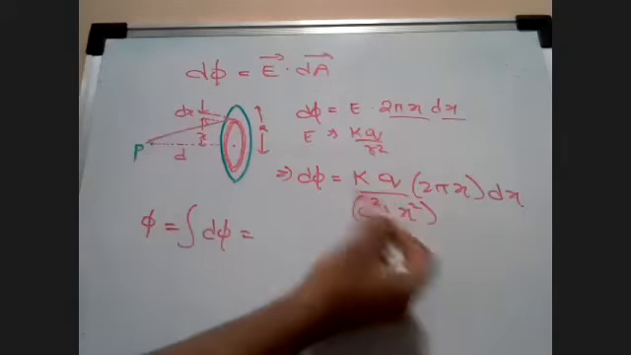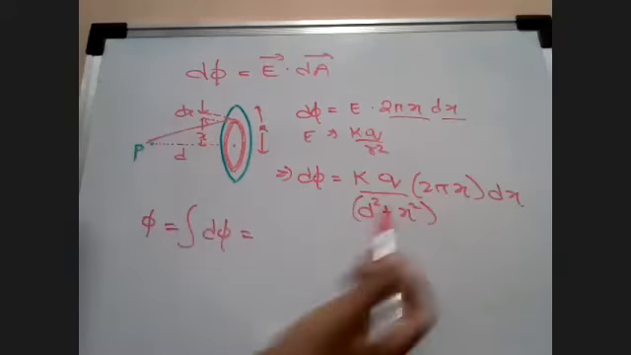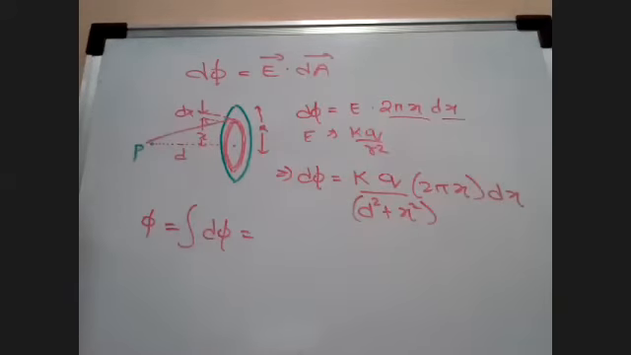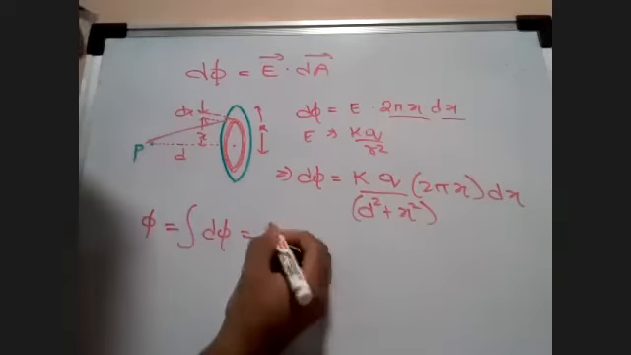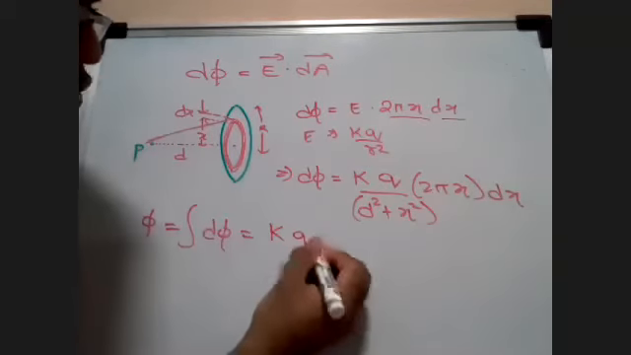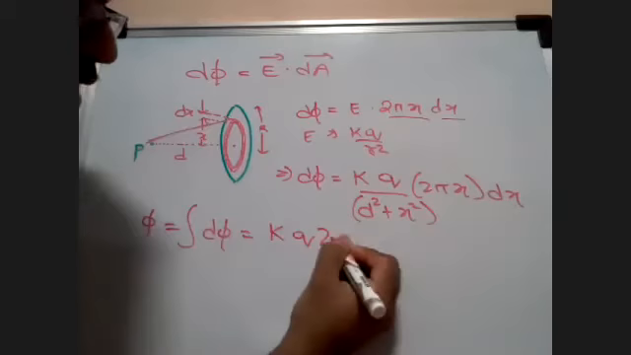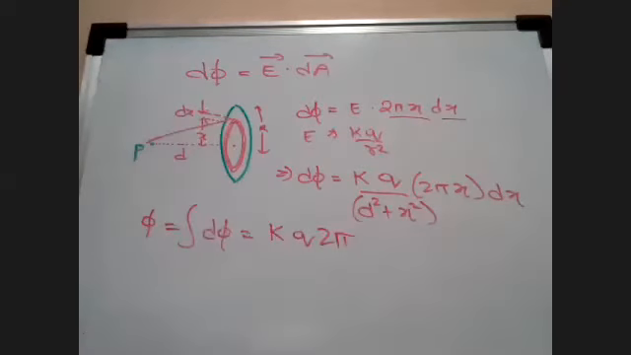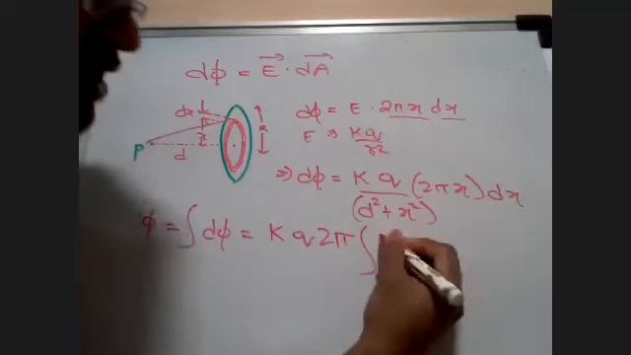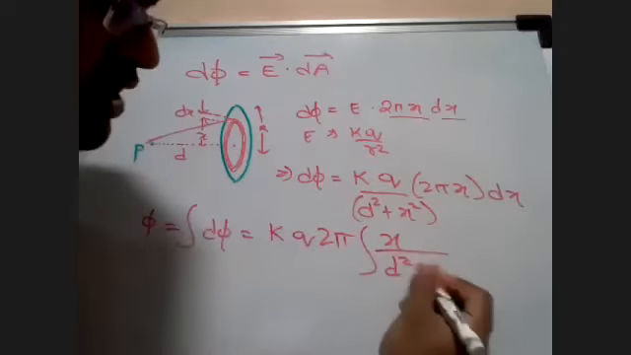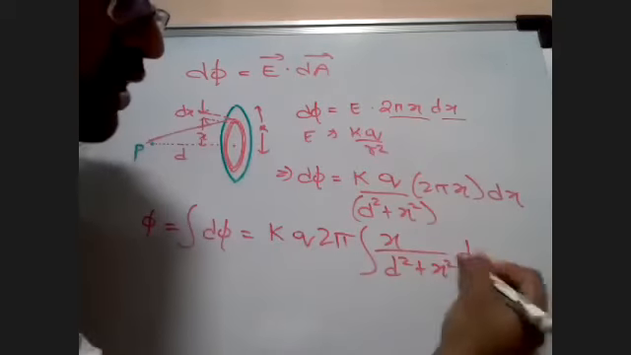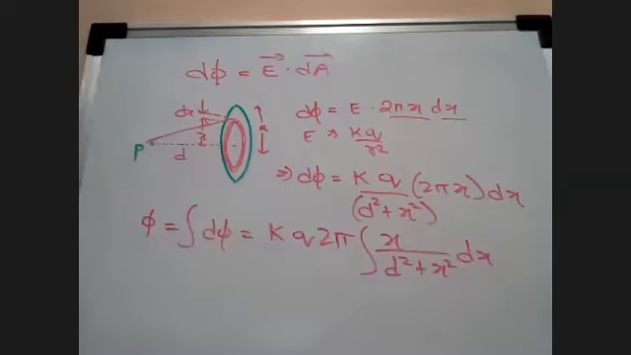Okay, you put kq upon r square, instead of r you put d square plus x square, into 2 pi x dx. Now take the constants out: K, q, 2 pi is a constant, and then the integration of x upon d square plus x square dx. Am I right? Yes, sir. Tell me how we will solve it.